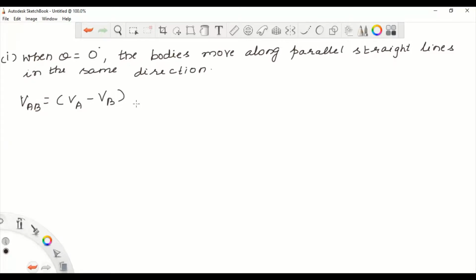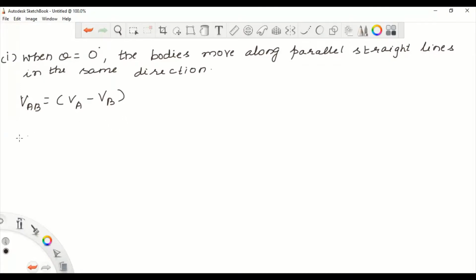And because we know the formula VAB is equal to root of VA square plus VB square minus 2VA VB cos theta. Okay. So what is cos 0? Cos 0 is 1. So you will get VA square plus VB square minus 2 VA VB cos 0. So you will get VA square plus VB square minus 2 VA VB. So you can also write it as VA minus VB the whole square. When you take out of the square root, you will get VA minus VB.